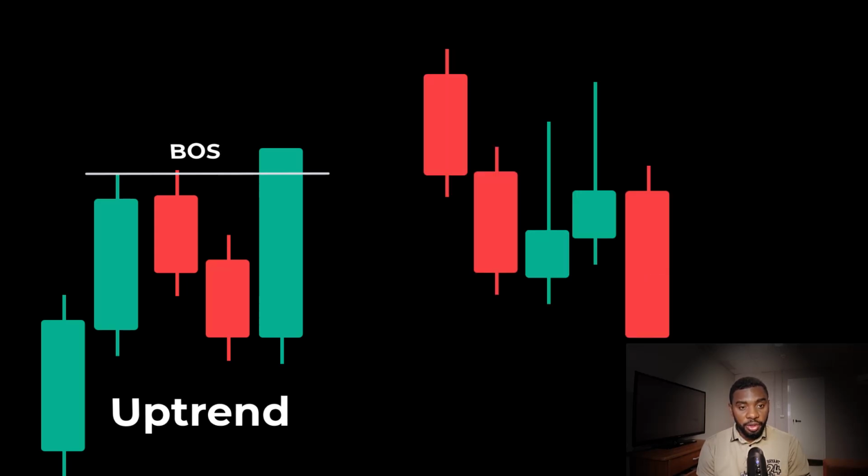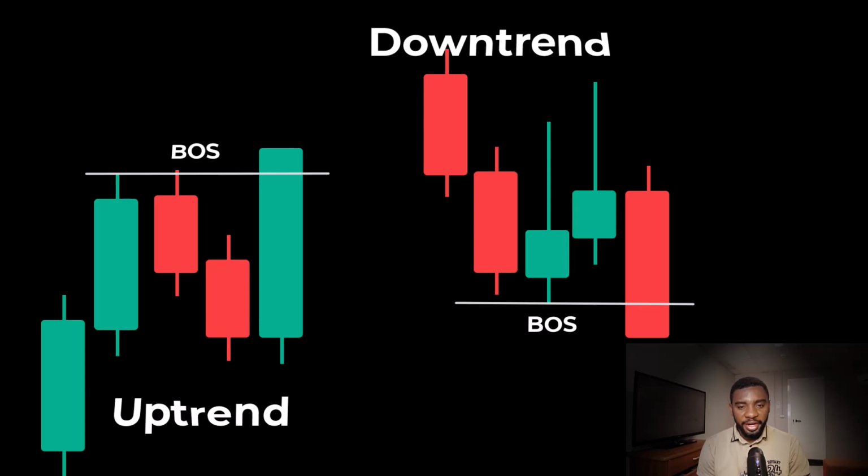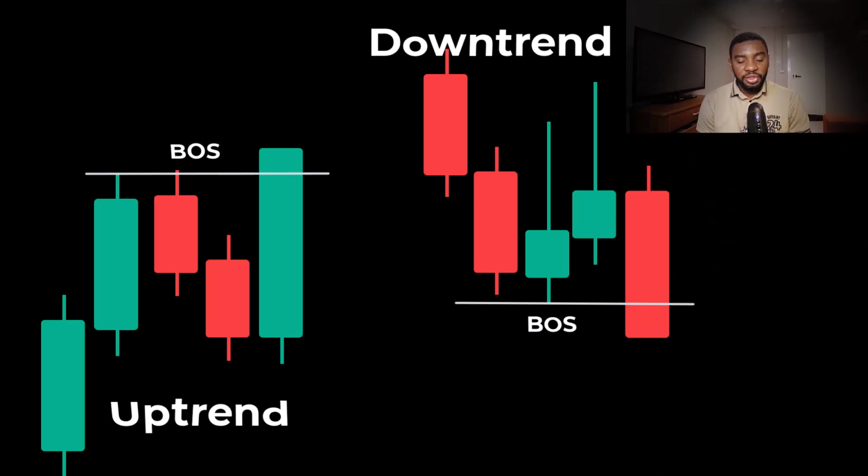So today I want us to look into change of character and break of structure, for us to know when a trend is changing or when we are still in a predominant trend. A break of structure occurs when the price surpasses a previous high in an uptrend or drops below a previous low in a downtrend, indicating trend continuation. The key point is: break of structure confirms the strength and continuation of the current trend.